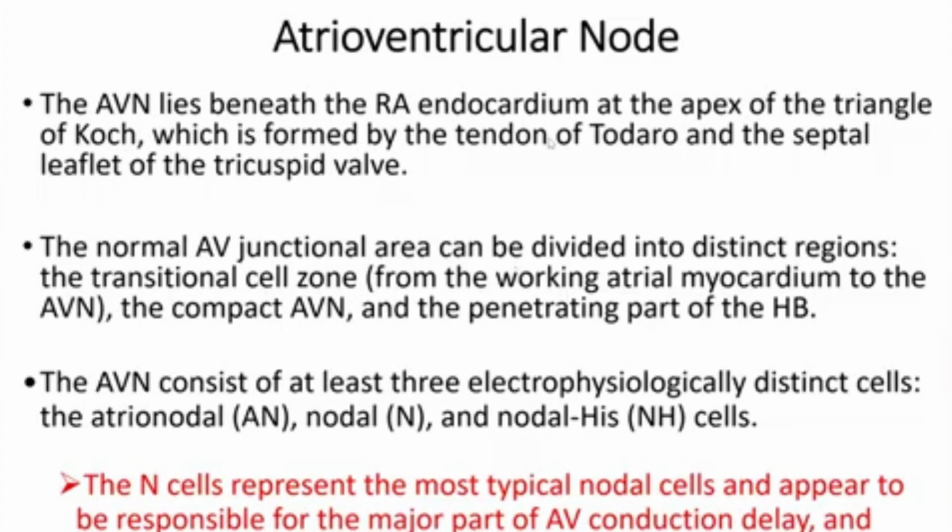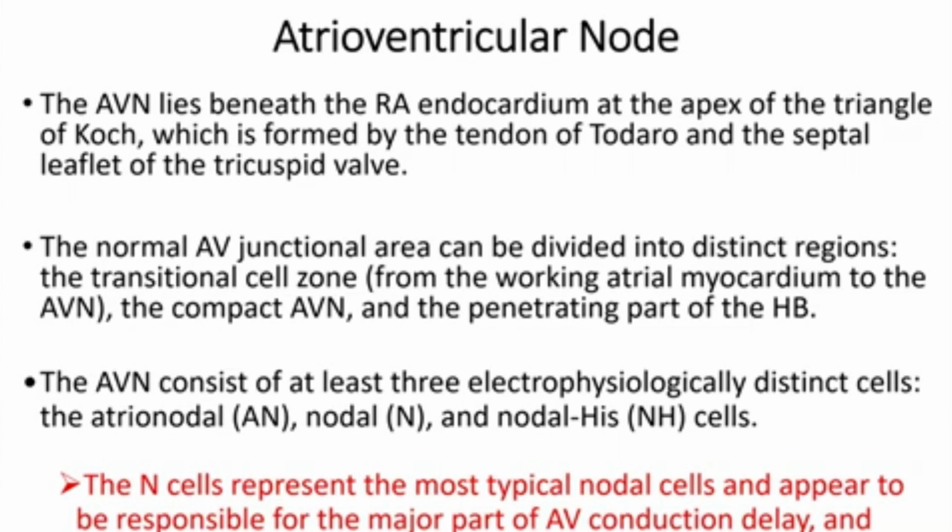For the AV node, it's in the RA endocardium at the apex of the triangle of Koch. This is a very important triangle for the slow pathway, fast pathway, when we're dealing with a septal accessory pathway for ablations. It's probably one of the busiest electrical areas for EP to recognize. The normal AV junction can be divided into the top portion, which is similar to more atrial tissue. The second portion is the true AV node, the compact AV node, and then the penetrating part of the His-Purkinje. On the top, closer to the atrium, there are those tissue characteristics. In the middle, the AV node, and the lower one is more the His-Purkinje system.